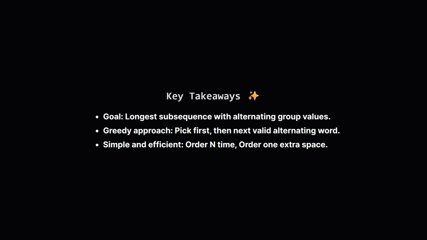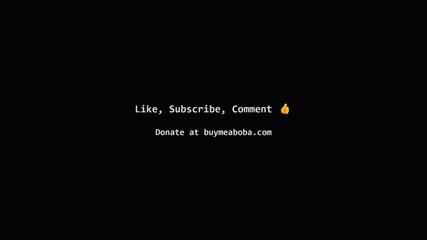Alright, to sum it all up, we needed the longest sequence of words where their associated group numbers alternated. We found that a simple greedy strategy works perfectly. Start with the first word, then just iterate through the rest. If a word's group is different from the last one we picked, we add it to our sequence. This method is beautifully simple and also very efficient. It runs in order n time, where n is the number of words, and uses order 1 extra space. Easy peasy. Hope that breakdown made the problem clear and the solution easy to understand.